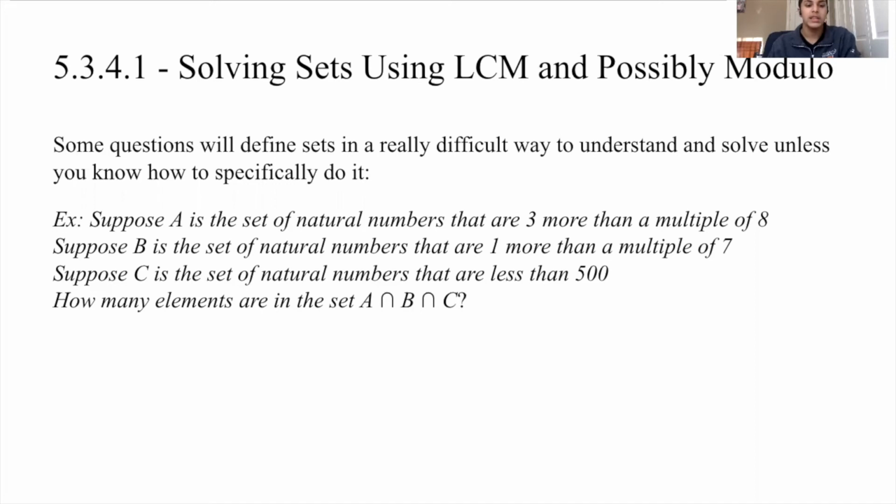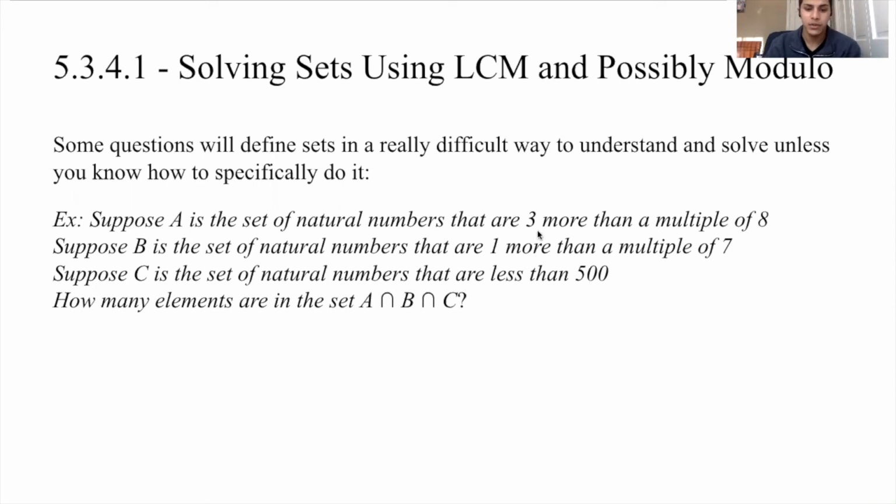This question says, suppose A is the set of natural numbers that are 3 more than a multiple of 8. Suppose B is the set of natural numbers that are 1 more than a multiple of 7. And suppose C is the set of natural numbers that are less than 500. How many elements are in the set of A intersection B intersection C? So what it's asking is, how many numbers are in all 3 of these sets? And not all of the numbers, but the numbers that the three sets have in common, because that's what intersection means, right?